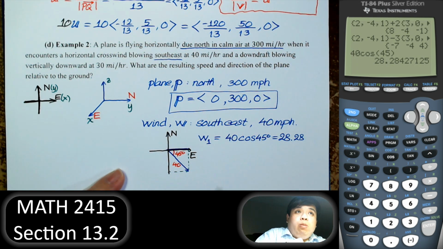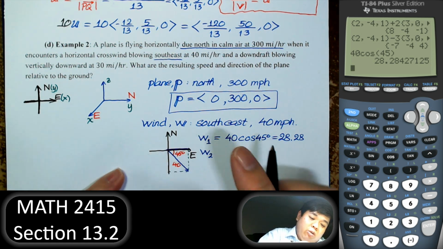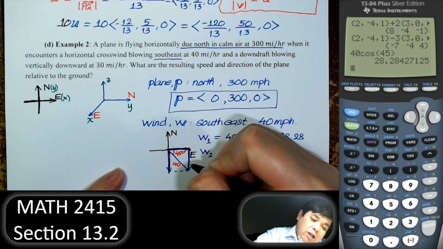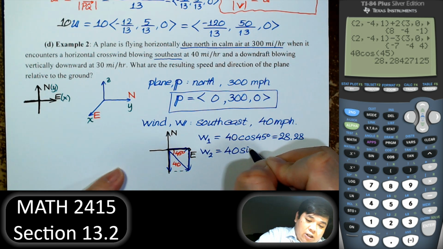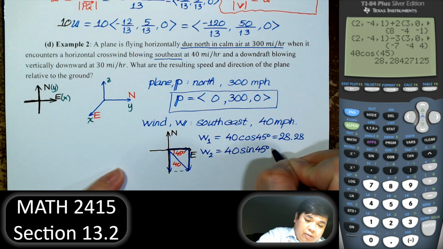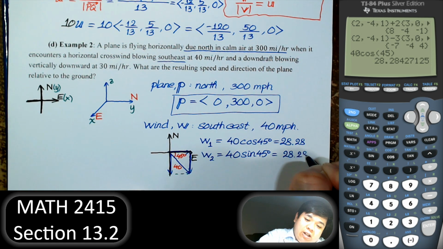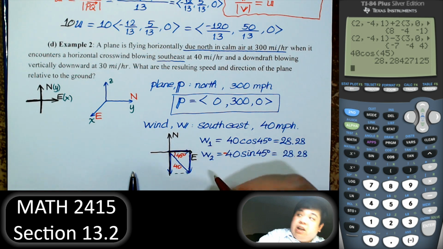That's also miles per hour. Right, W2. By the way, this one to the right, so it's positive. W2, or this, is opposite to the angle. Opposite, so it's going to be sine 45 degrees. Sine 45 is the same as cosine, so it's going to be 28.28. The difference here is this one, because it's pointing down, so it will be negative.